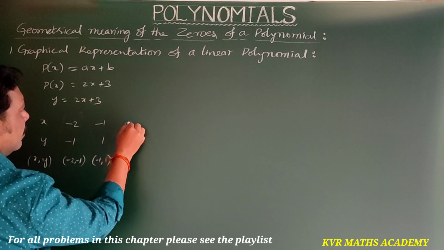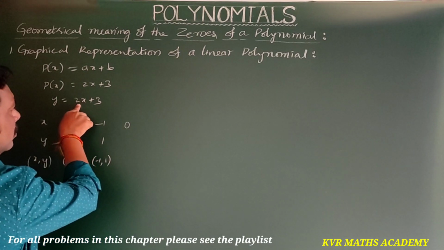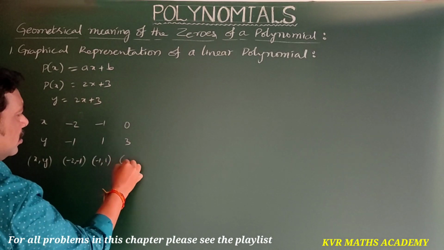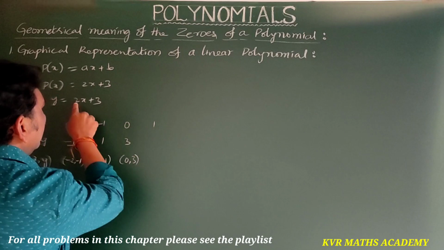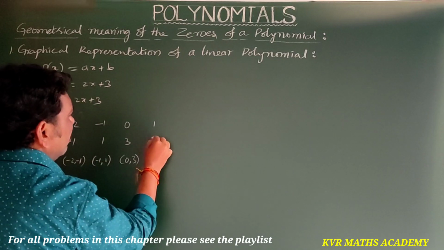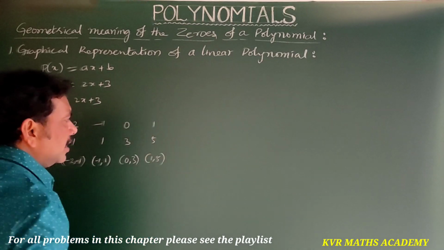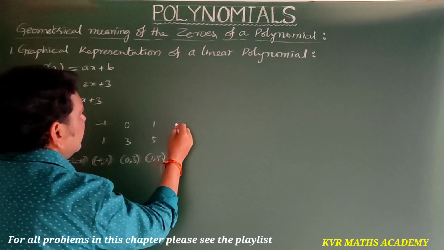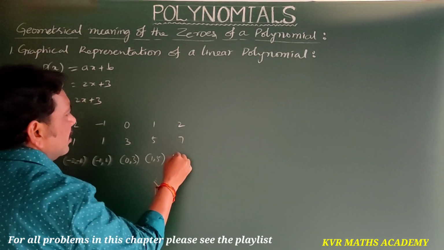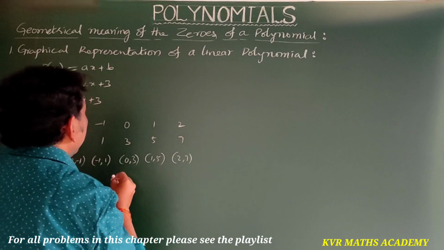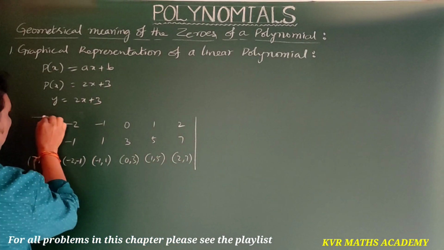Next, take 0: 0 twos are 0, 0 plus 3 is 3. So 0 comma 3. Next one, take 1: 2 ones are 2, plus 3 is 5. So 1 comma 5. Next, take 2: 2 twos are 4, 4 plus 3 is 7. So this is 2 comma 7, right? This is the table.